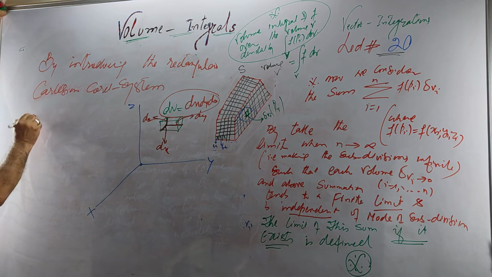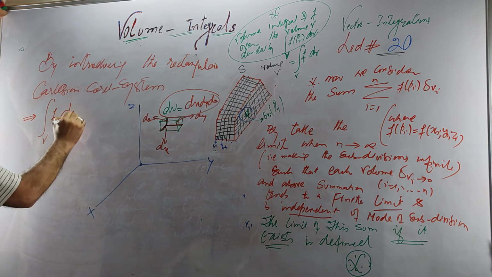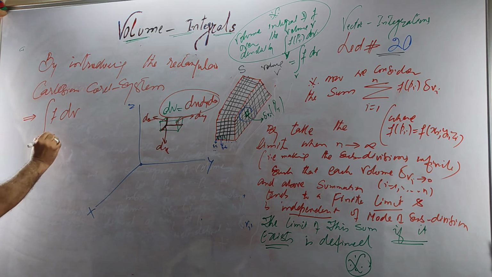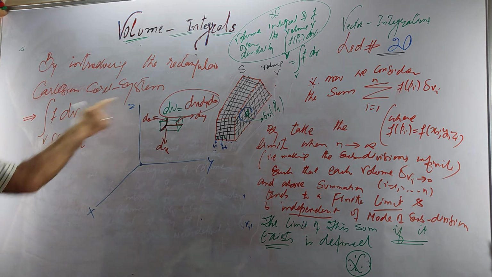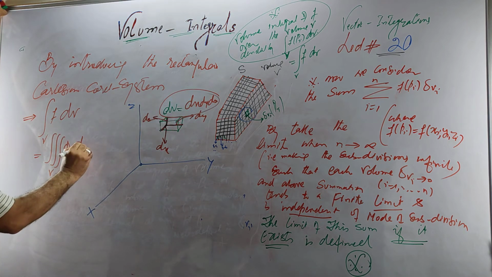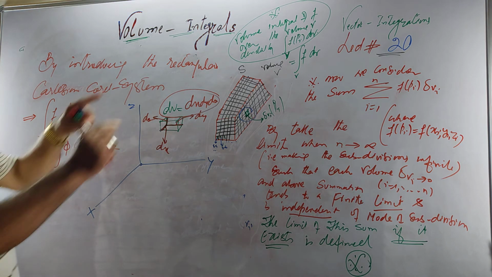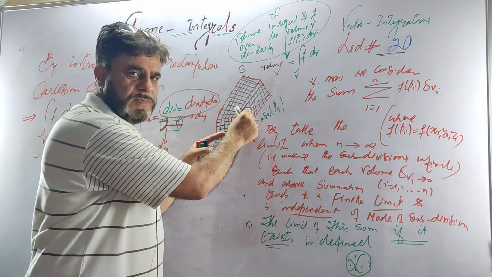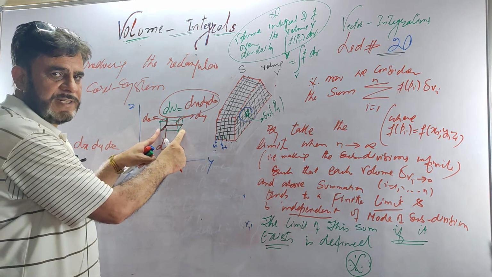This implies the volume integral over V of f dV, you can write as a triple integral over V of phi dV, where dV is your dx dy dz. Don't get confused. This is your volume element, the smaller volume. You take this volume here. You are expressing this in the rectangular coordinate axes.